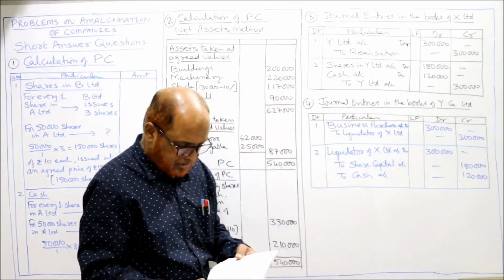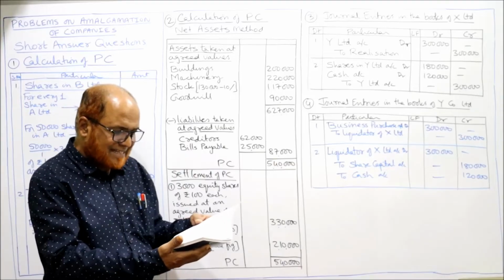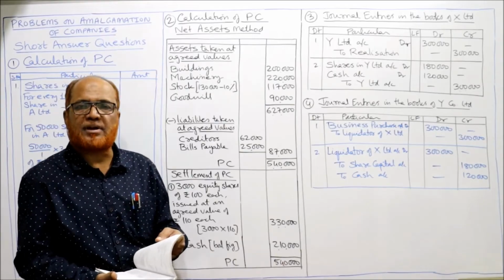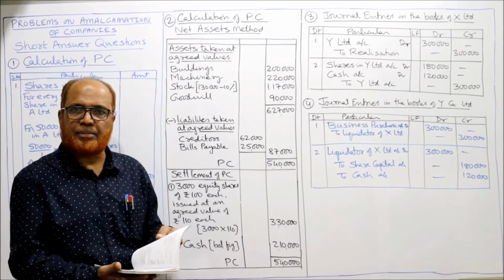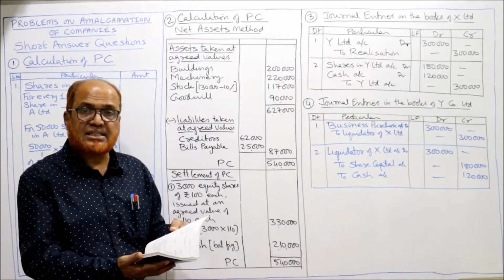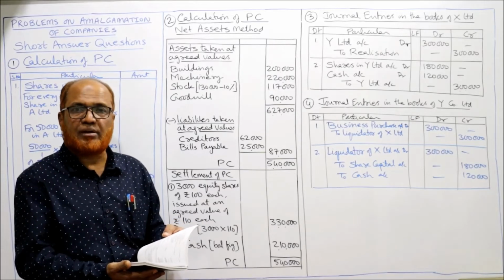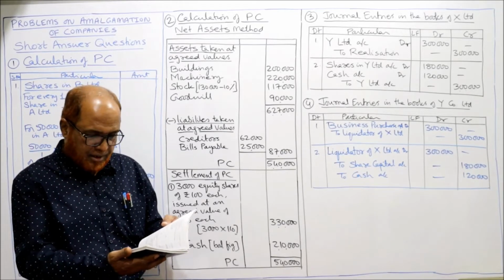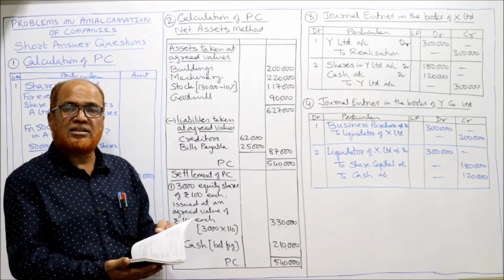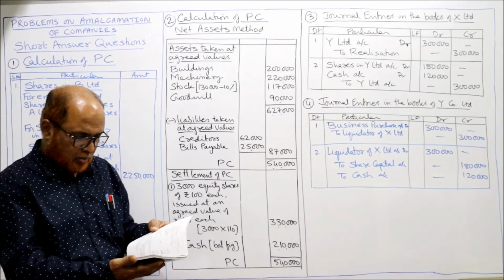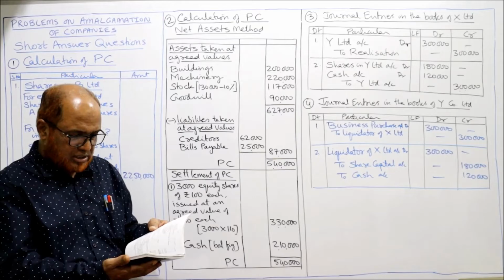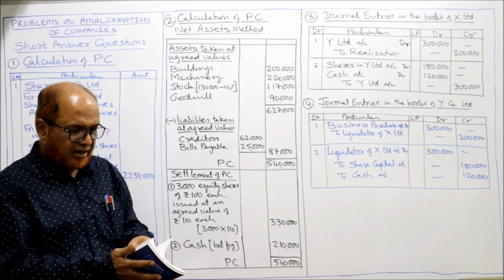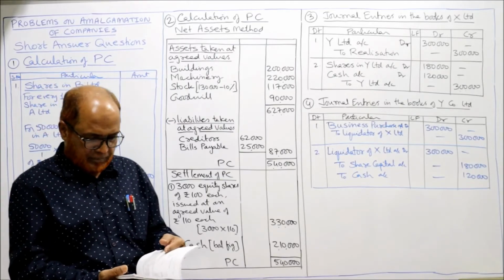Now see problem number 3. X Company Limited sells its assets to Y Company Limited. So we can say Y Company Limited is the transferee company. X Limited is the vendor company, the transferor company. For rupees 3 lakh, purchase consideration is given. Y company takes over X company at a purchase consideration of 3 lakh, payable as to 1,20,000 in cash and as to 1,80,000 by the allotment of 12,000 equity shares of 20 each of Y company, rupees 15 per share paid up, to the shareholders of X Company Limited.